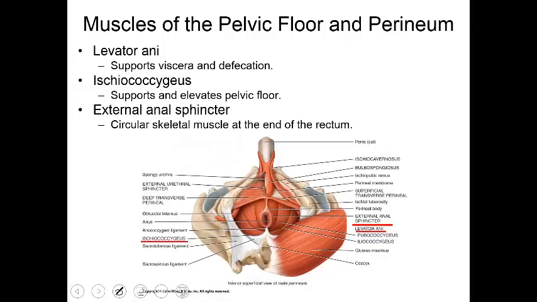So we talked about the levator ani, we talked about the ischiococcygeus, and the external anal sphincter. It is a circular muscle that gives you voluntary control of your bowel movements.